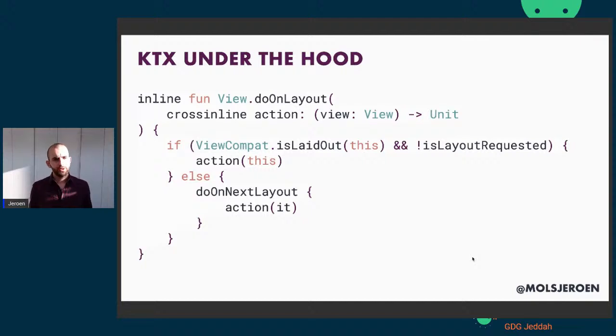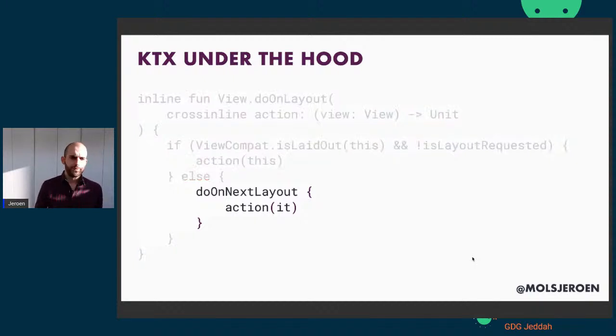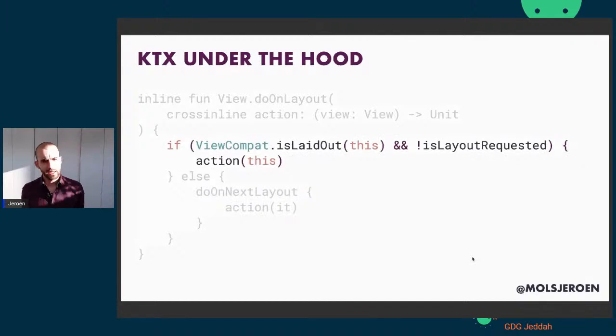Under the hood, the doOnLayout function looks like this. In the happy scenario, this will actually be invoked on the next layout, and KTX will ensure to run your action. But if the view had already been laid out before, then KTX will immediately execute your action. So the race condition is gone. And it's even better than that, because if the view had already been laid out, but there's still a pending layout, then Android KTX will ensure to first do the layout and only then call your action, so your action gets invoked with the freshest data.